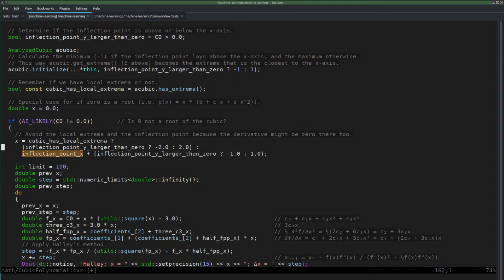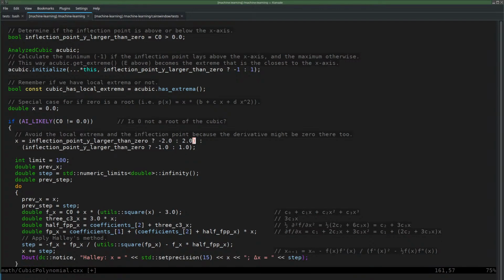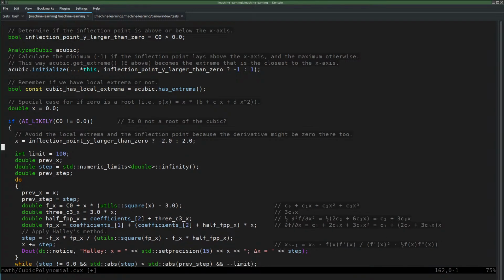And in the other case, we use inflection point x, which is 0, and then I use plus or minus 1, which is arbitrary. So I might as well just always use that. I don't care if it has extrema anymore. Ta-da! Don't you love the simplifications that we get.